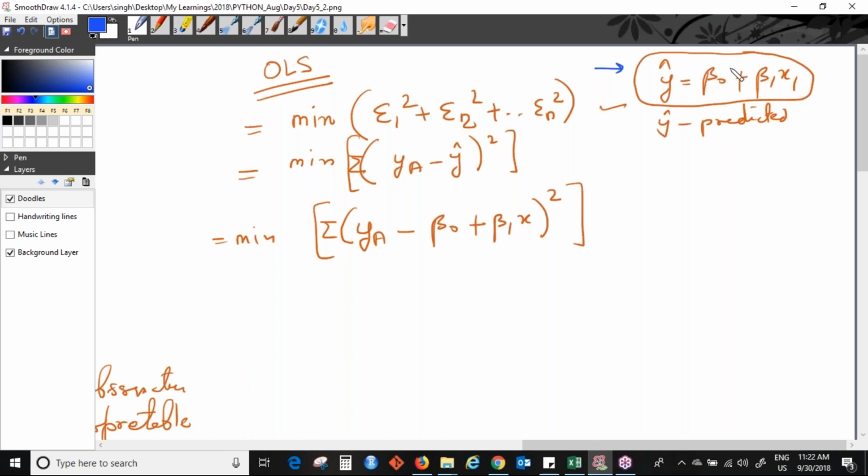Okay, Amit says constants beta naught. Yes, exactly. Naresh is right. We do not know what is beta naught and what is beta 1. That is why we are doing linear regression, right? Because we want to find these two.